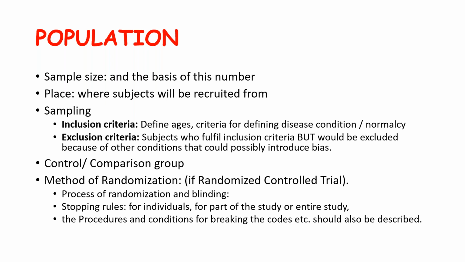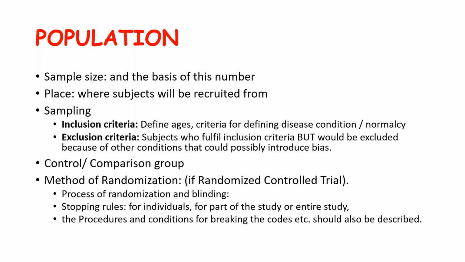Once you have done that, you have to write a paragraph on how you have arrived at this sample size. You can either put it here or you can put it at the end of the materials and methods. I'll show where else you can put it. Then the place from where the subjects will be recruited. You cannot just say from UCMS. You have to specifically mention whether it is from the medicine OPD, ENT OPD, or gynecology OPD, or whether you will recruit the patients from the OT or from the indoor.